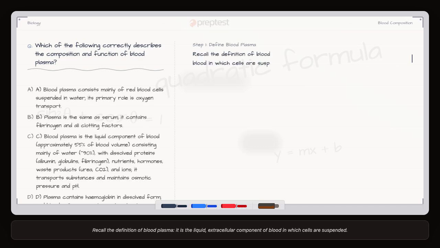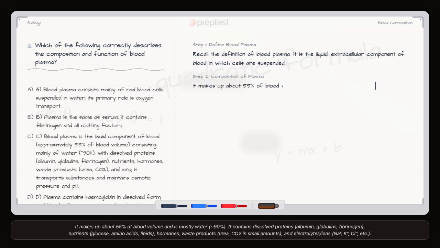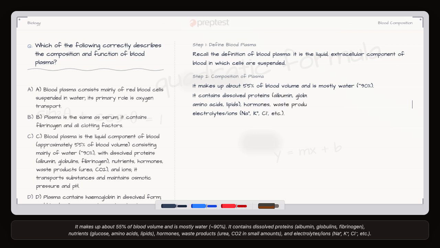Recall the definition of blood plasma. It is the liquid, extracellular component of blood in which cells are suspended. It makes up about 55% of blood volume and is mostly water, 90%. It contains dissolved proteins (albumin, globulins, fibrinogen), nutrients (glucose, amino acids, lipids), hormones, waste products (urea, CO2 in small amounts), and electrolytes/ions (Na, K, Cl, etc.).